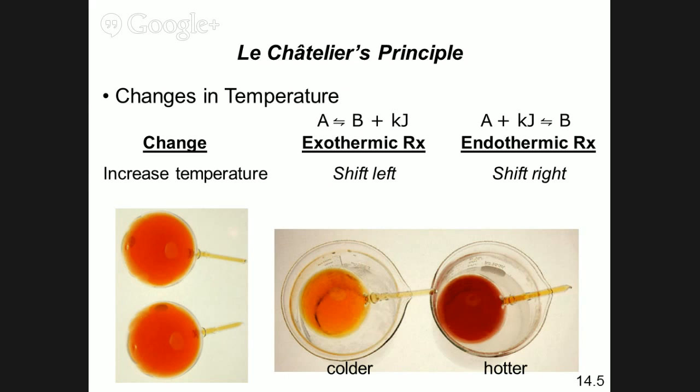Sometimes it can be done in calories besides kilojoules, but that would be part of the reaction. And again, exothermic, it's on the product side. Endothermic, it's on the reactant side. Decrease the temperature, goes in the opposite direction. We want to make more kJ, make more heat, give off more energy. And so we go towards the side that has the heat, the kilojoules, whichever side that's on.